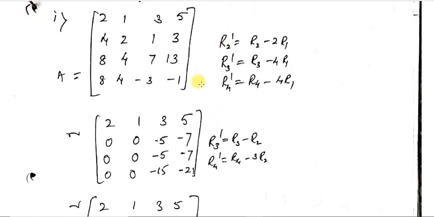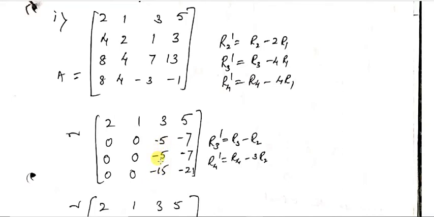Now applying these row transformations to the second, third and fourth rows, we get the new rows: the first row we keep as it is, and the other rows change to 0, 0, minus 5, minus 7; 0, 0, minus 5, minus 7; 0, 0, minus 15, minus 20. Now just observe the new rows which we have obtained by row transformations. The second and the third rows are identical, and the fourth row is 3 times the second or the third.